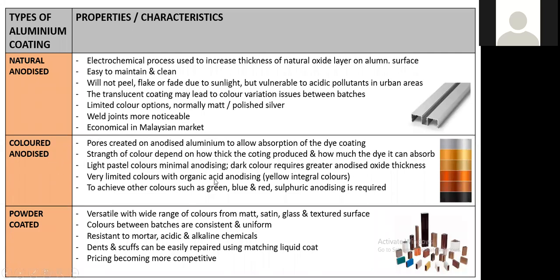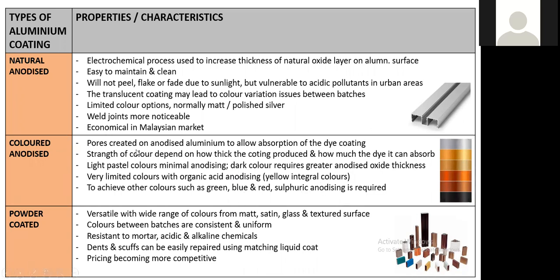Okay, color anodized, where they create pores and then they do this dye coating to allow the color to absorb. Okay, the strength of the color depends on how the coating is produced. So for light pastel colors, you have minimal anodizing. If you want darker colors, then you need to have more anodizing. Okay, so very limited colors with organic acid anodizing. So organic ones are normally just these few colors only. If you want to achieve green, blue, it's possible also, but it's more expensive. You need to go through this sulfuric anodizing.